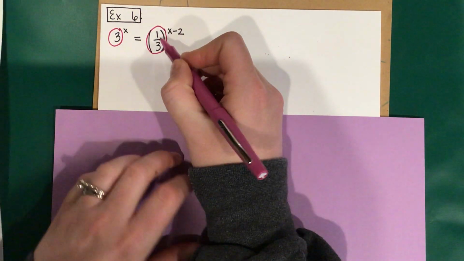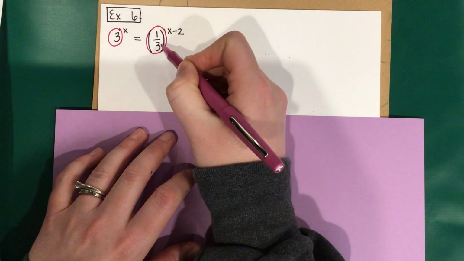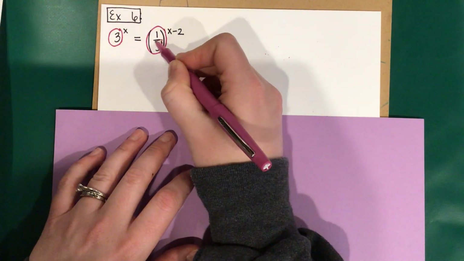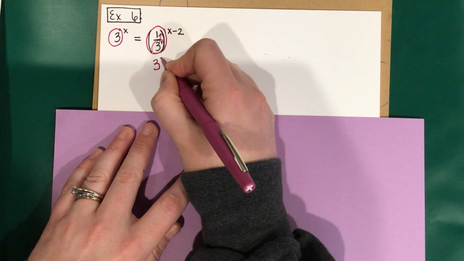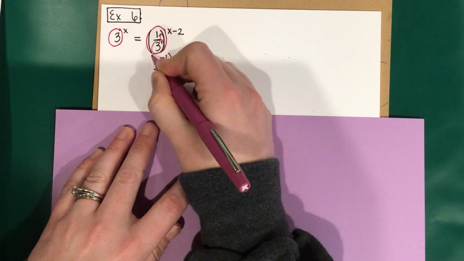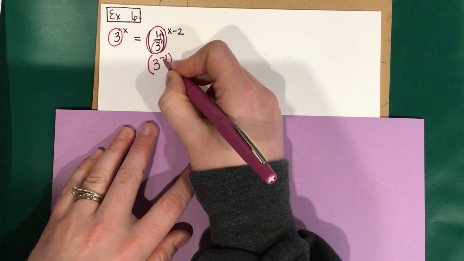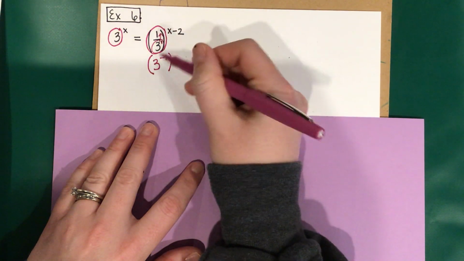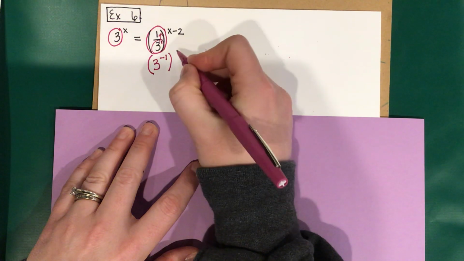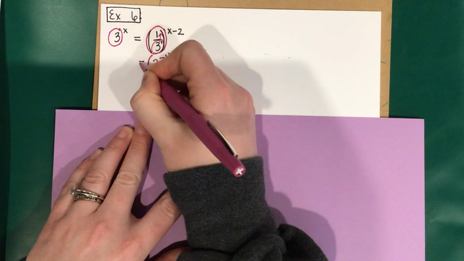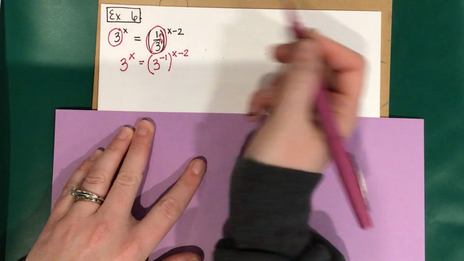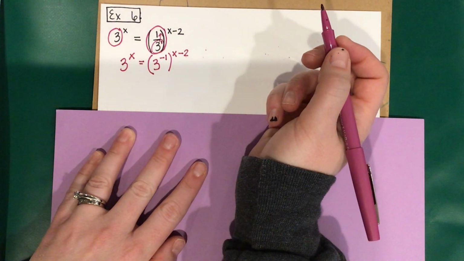So if I have 1/3, well, 1/3 is the same thing as if I moved that up. 1/3 is equal to 3 to the negative 1. So remember, negative exponents are what we use when we end up with that reciprocal. So now I have 3 to the negative 1 raised to the x minus 2 equals 3 to the x.